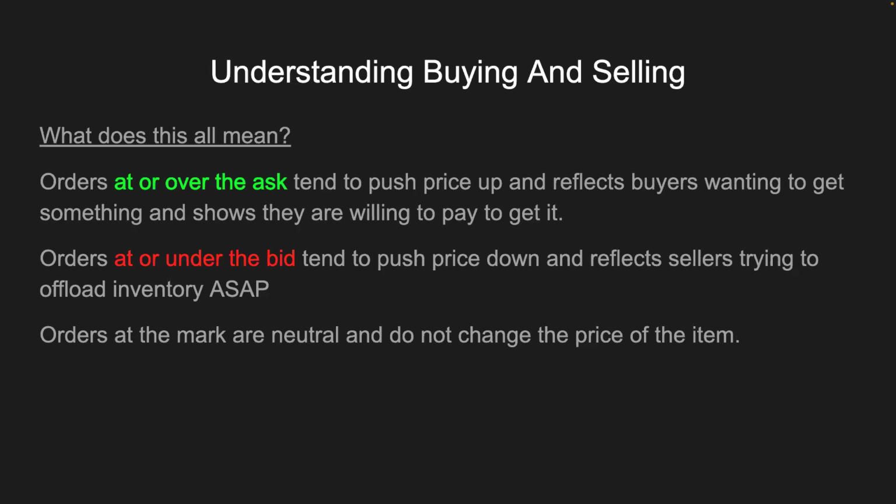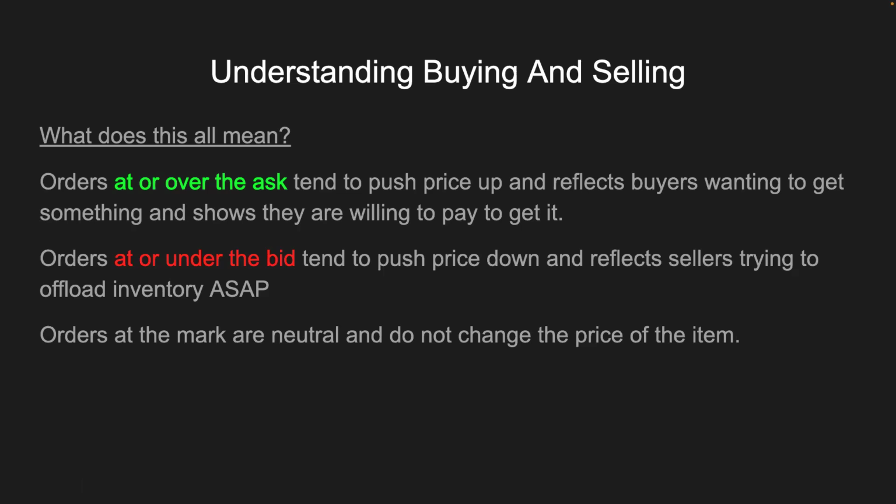And then the inverse is orders that are at or under the bid tend to push the price down and reflect sellers trying to get rid of something. This could be taking profit. This could be, again, another news catalyst. Maybe there was a BP oil spill and everybody's trying to get rid of their shares while they still can because the price is going down. You're selling as quickly as possible for whatever somebody will give you. That price goes down, and you just keep selling to try and get as much value out of it as you can at that point in time. And orders at the mark are neutral and do not change the price.